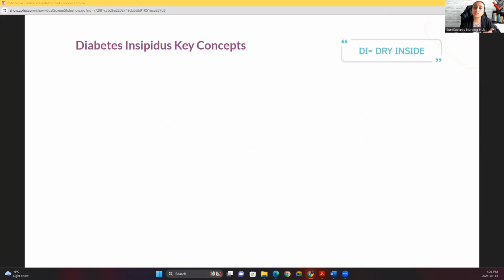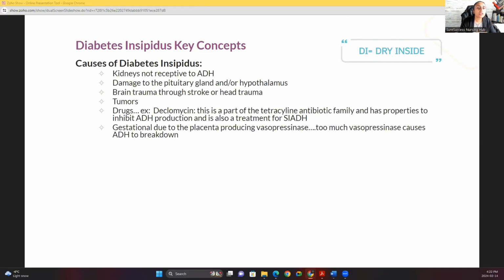Because why? Because he's peeing too much. What is the reason I told you? What could be the reason for DI or SIADH? ADH, antidiuretic hormone. Why is it high or low? Because of head injuries. First of all, it could be head injury, trauma, or anything can happen. Or the kidneys are not receptive to ADH, brain trauma, tumor, damage of anything.